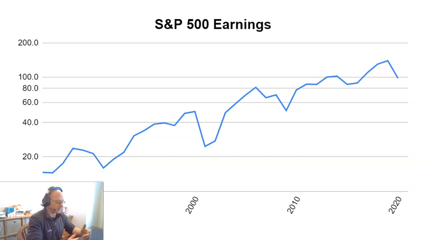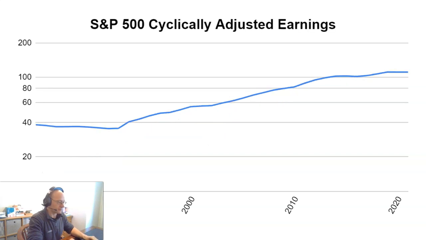So earnings jump around a bit, which means that they don't necessarily reflect the long-term intrinsic value of the S&P 500. So if instead we look at cyclically adjusted earnings, where we look at a 10-year average, then over the same period, we end up with a much more stable number, which gives us a much more stable proxy for value, and therefore a much better tool for doing valuations with.